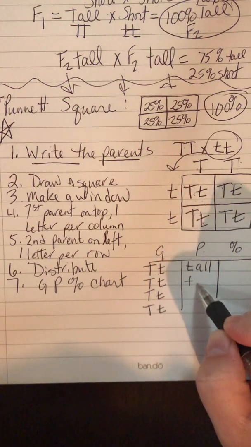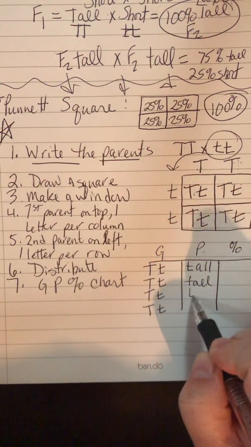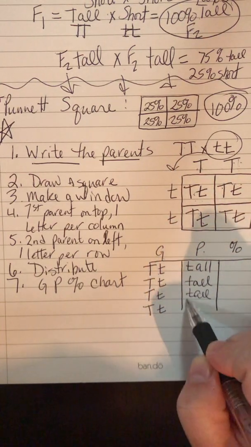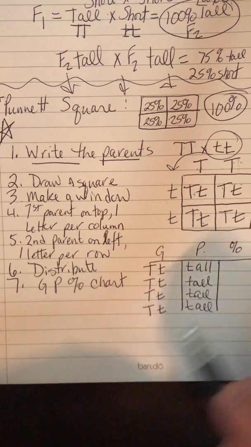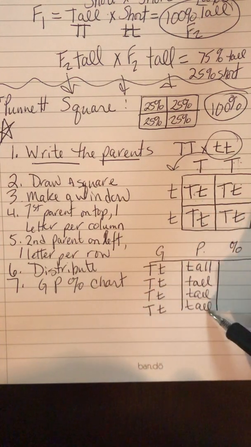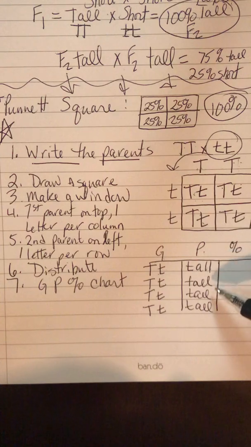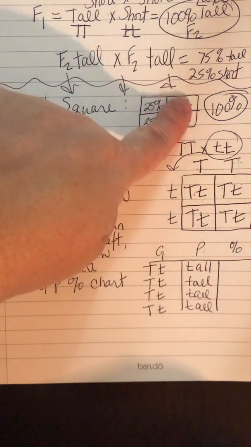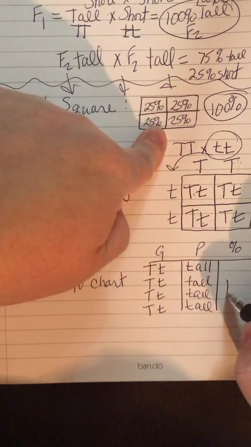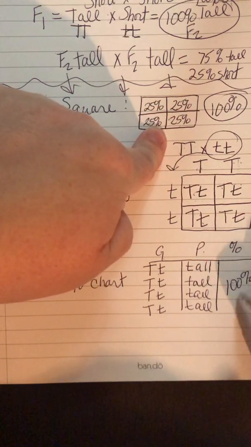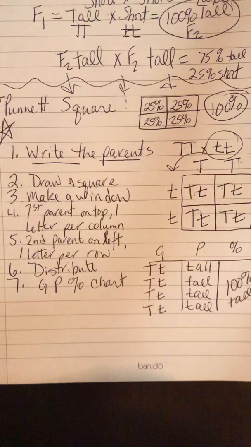This one's tall. That one's tall. The last one's tall. How many out of 4 are tall? 1, 2, 3, 4. What percent is that? We said each square was worth 25%. So that's 100% tall. Ta-da!